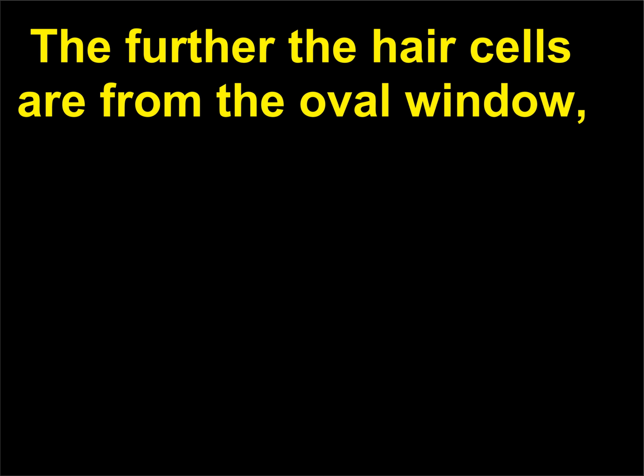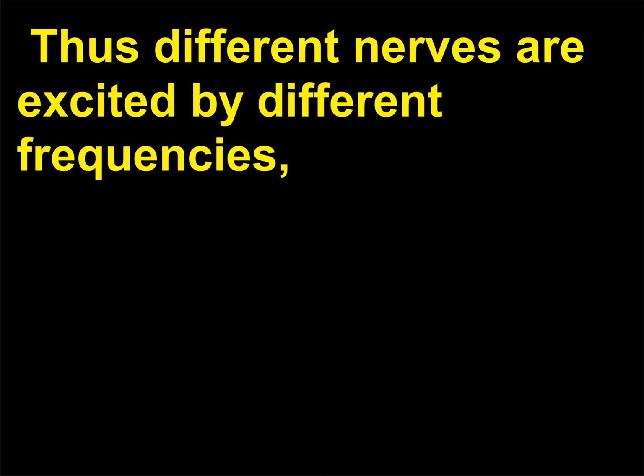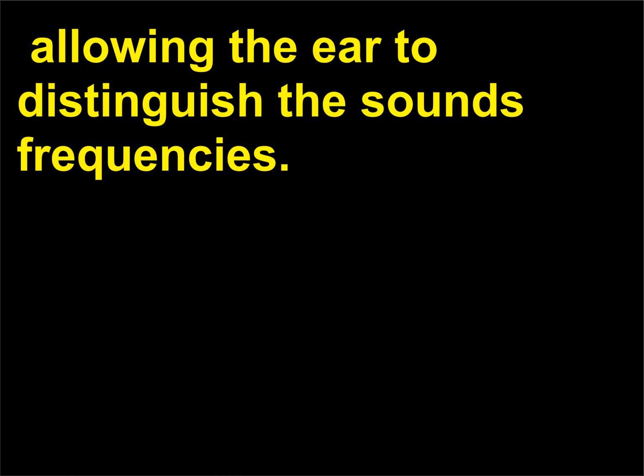The further the hair cells are from the oval window, the lower the sound frequency to which they are sensitive. Thus different nerves are excited by different frequencies, allowing the ear to distinguish the sound's frequencies.